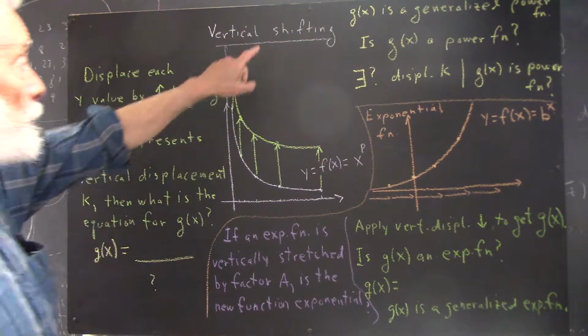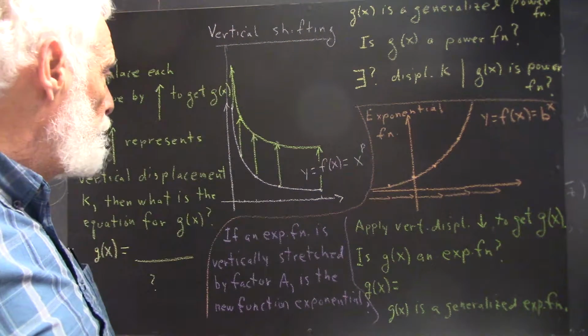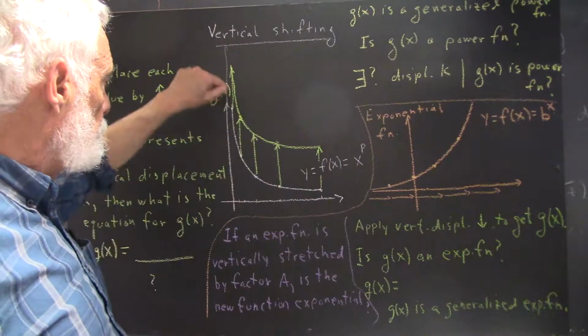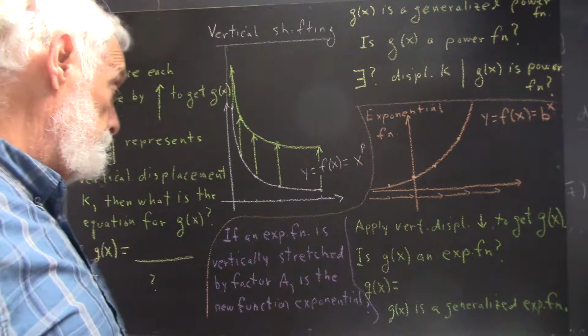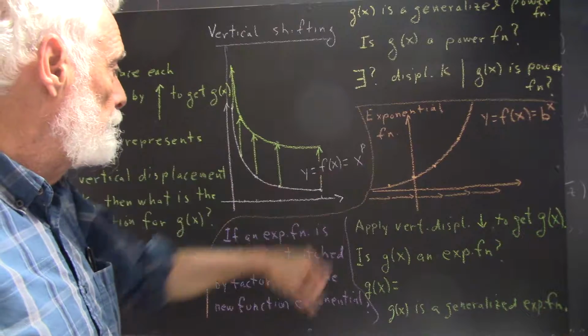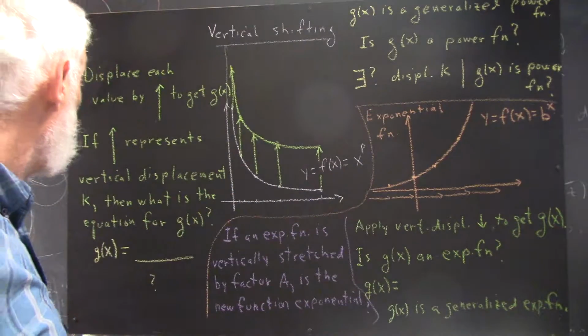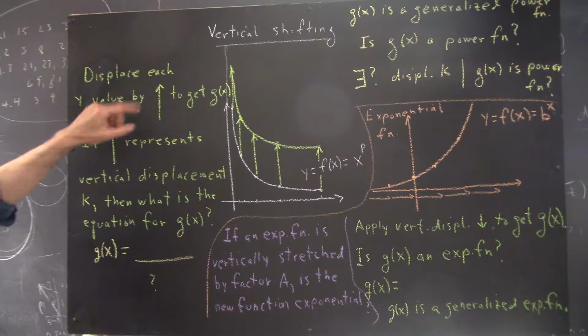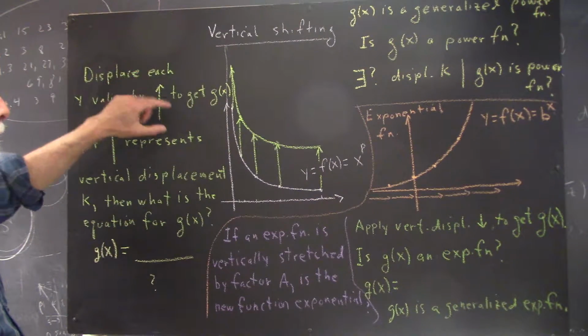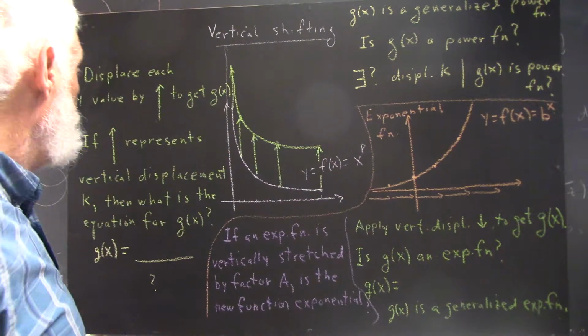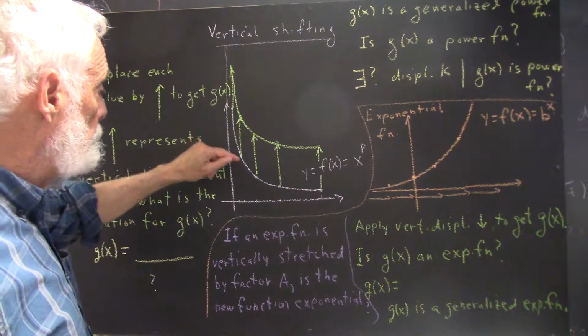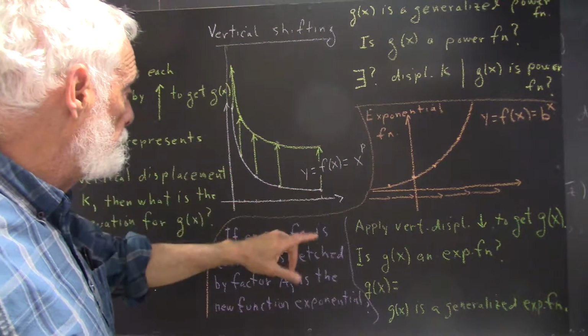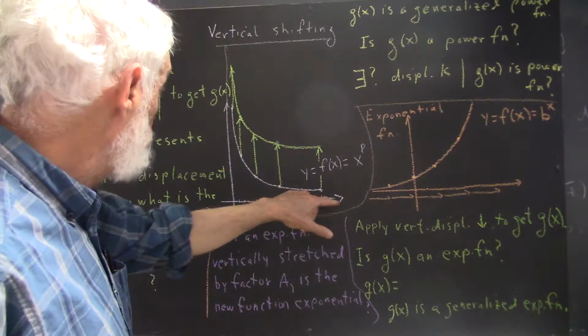but what we want to talk about is vertical shifting. So what we did was we started here with the graph of y equals x to the p. So that's our f of x function. That's the white function here. And then we displace each y value by this arrow to get our g of x function. So we have this point, this point, this point, this point, and this point, the points I used to construct this graph.